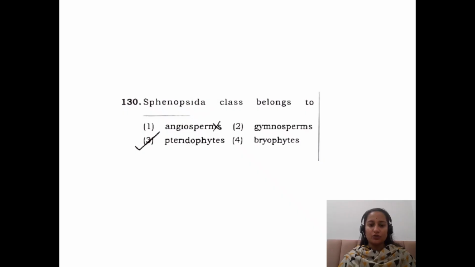Which class does Spinopsida belong to? This question is from the plant kingdom. We have Lycopsida, Pteropsida, Spinopsida. All these categories are given under the pteridophytes.